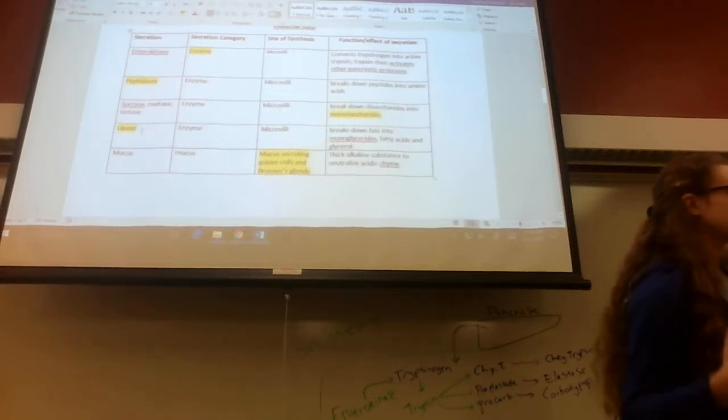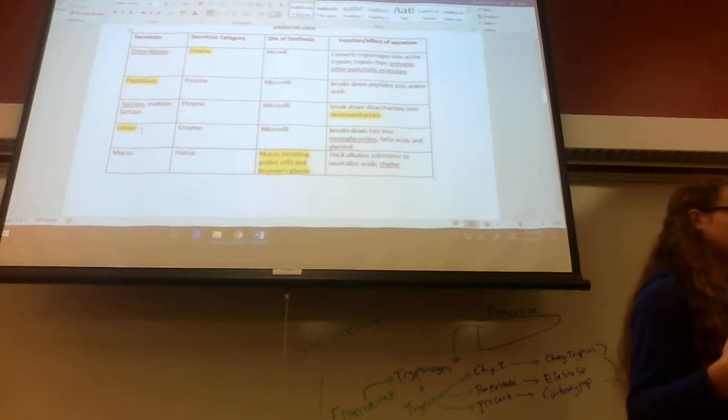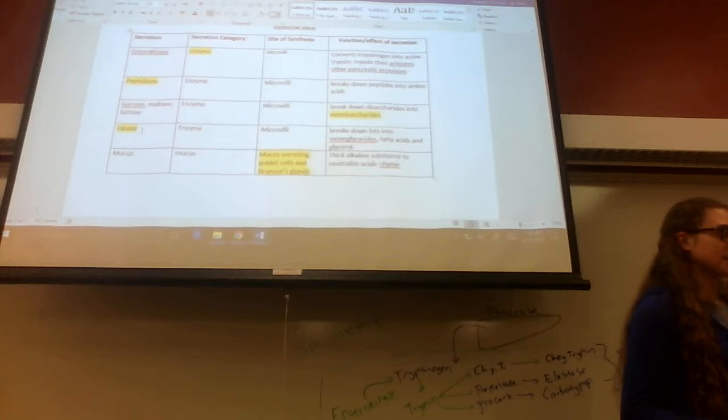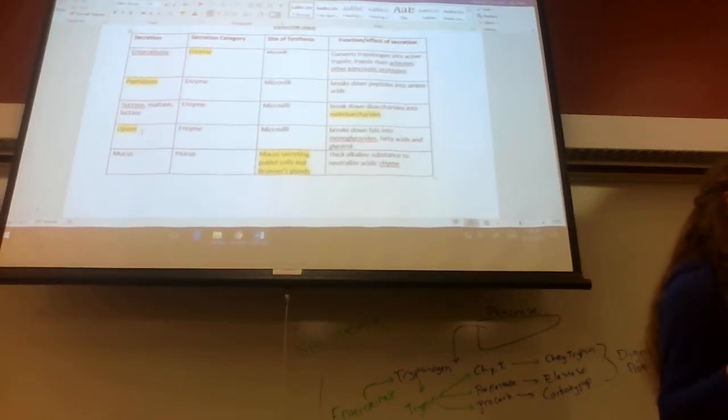Okay, so another thing secreted by your intestines is lipase. This is an enzyme secreted by microvilli. This breaks down fats into monoglycerides, fatty acids, and glycerol, like we saw, right? I pulled up the molecule of a triglyceride.